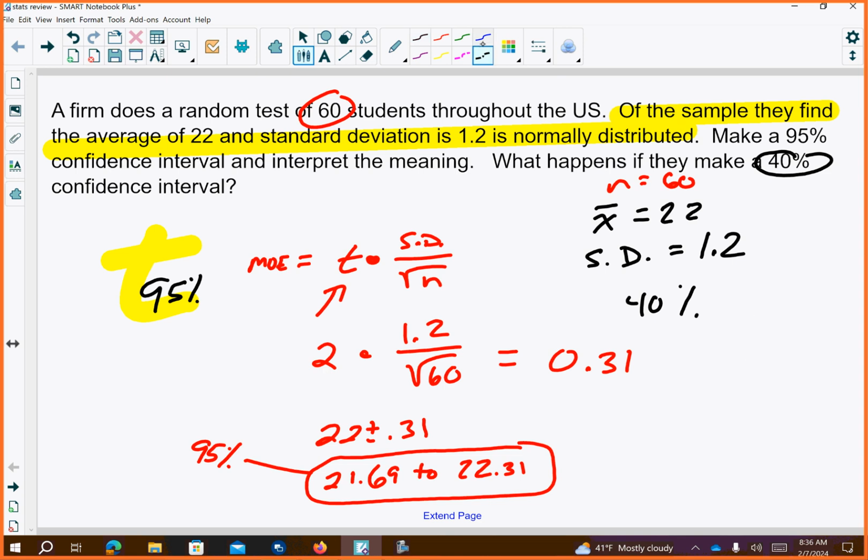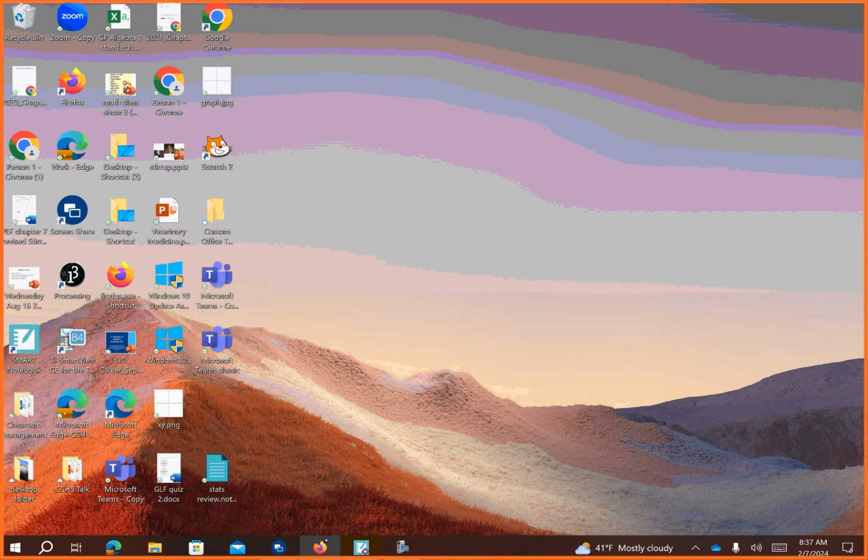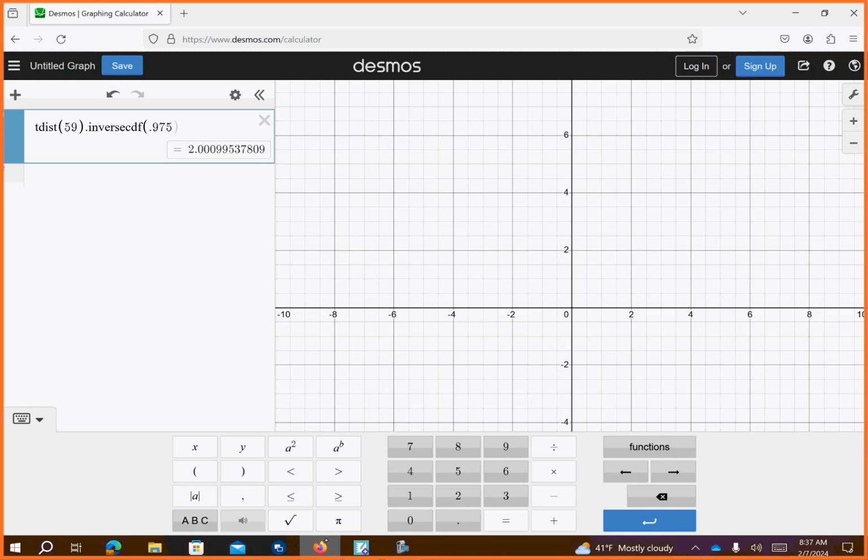Now, if I change it to 40%, I'll go blue here. So then I'm going to change a couple of things. I have to find the margin of error with this t. The standard deviation will still be the same, 1.2 divided by root 60, but I have to find the new t value. What did you get?